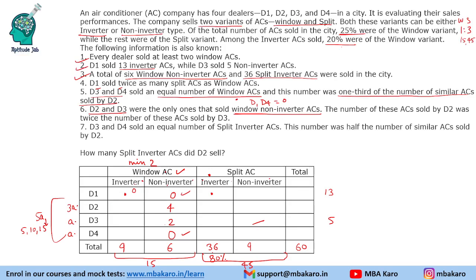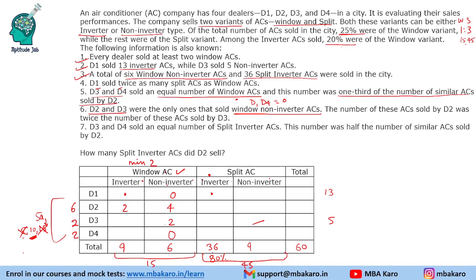So this becomes 0, which is not possible, right? If we take 5A is equal to 5, so this total comes as 3, which is not possible because 4 is already present over here. So that means the total is 10 and the value of A is 2. So dealer 2 sold 6, 2 and 2.